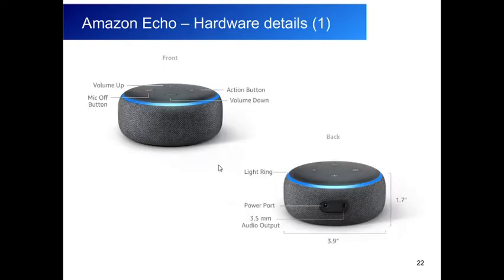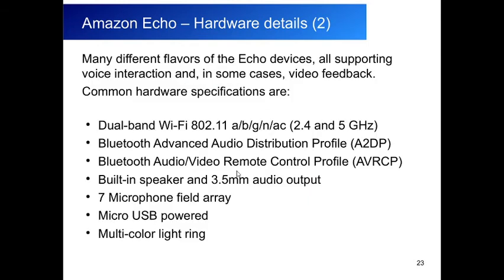Here is the hardware detail. So you have volume buttons, you have a microphone button, you have an action button, and a button to pull down the volume. And there's an interesting light ring that gives you a hint when it triggers, when it's listening, so you can understand that Alexa is active and listening. And there are also power ports for the power supply, and a 3.5 millimeter audio output to connect other external devices. And also it can be connected by means of Bluetooth.